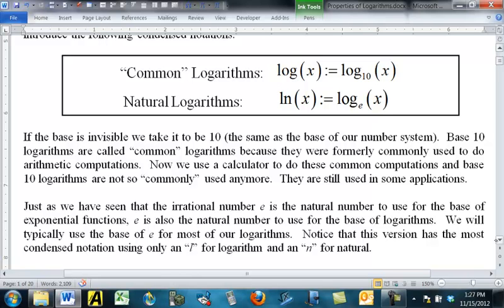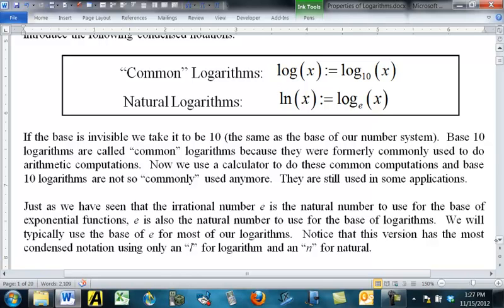We used logarithms to do those calculations back in the day before calculators. But now that we have calculators, calculators are commonly used to do most of these calculations, so common logarithms are not so common anymore. But they are still used in certain applications, and so we definitely need to know about those. And so if you see log of x, that's log base 10 of x.